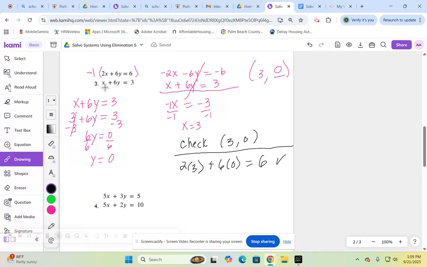All right, let's try the second one. So x is 3. So we're going to put 3 plus 6 times y. 6 times 0. Does that equal 3? Well, that's 3 plus 0 is 3. So that is correct. So we have the correct solution.